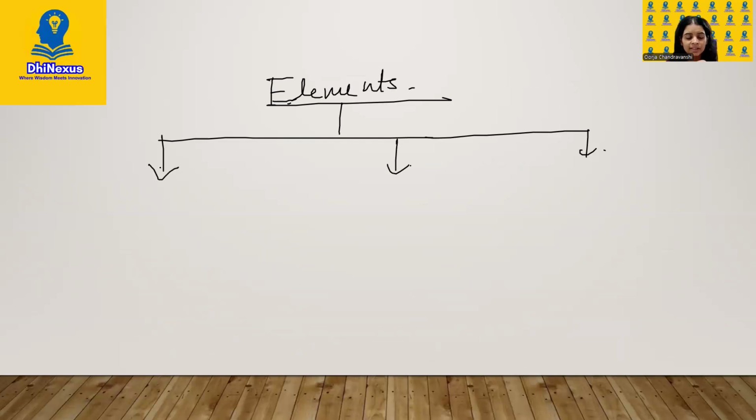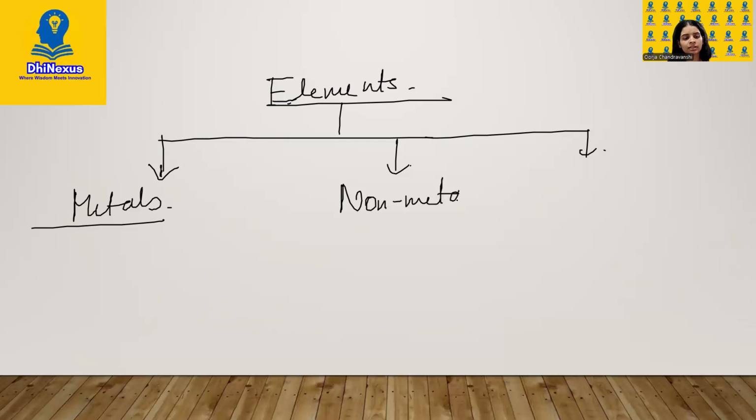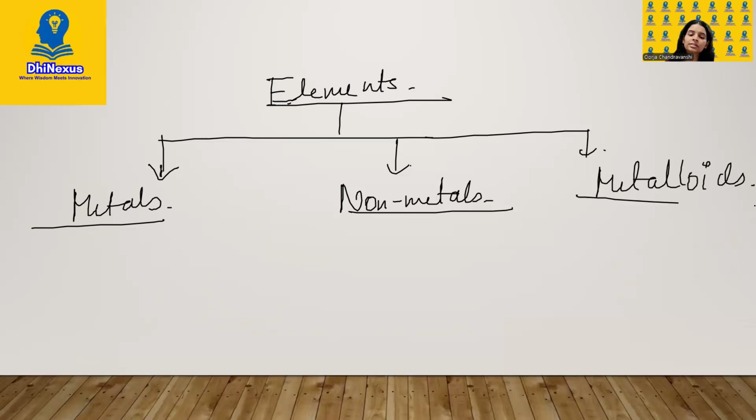As already said, elements are substances which have only one type of atom. And this covers metals, non-metals, and the third part, which is metalloids or semi-metals. Now, metalloids or semi-metals are substances which have properties falling in between metals as well as non-metals. But that is something we won't be discussing in this class.